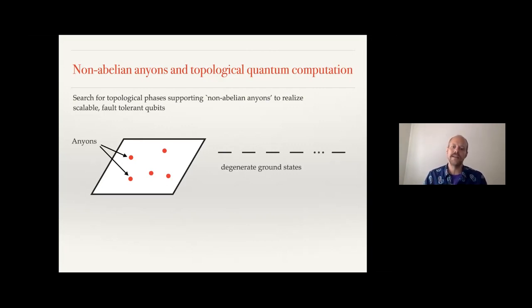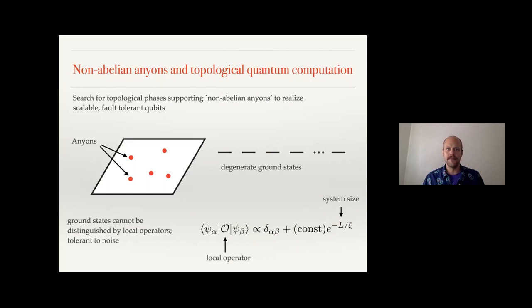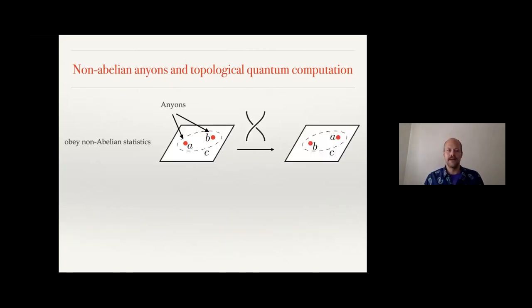Crucially, none of these degenerate ground states can actually be distinguished by any local measurement. So as long as these anyons are well separated, these ground states will be exponentially degenerate and provide a good platform for hosting quantum information. That makes them very tolerant to noise, at least in principle. Then we can imagine manipulating these quantum states by taking a pair of anyons, here I've written A and B, and braiding them around one another. This will perform a rigid rotation in the ground state manifold.